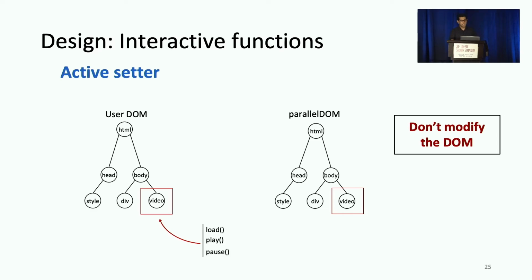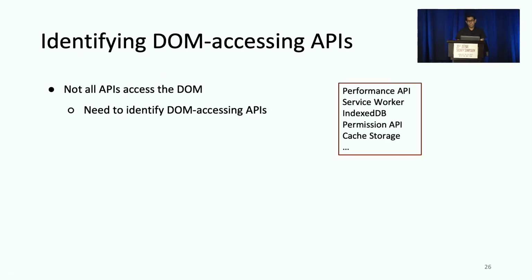And the last category is about the functions that don't return anything or don't change the DOM. For example, we have a play function for video elements. Using this function, we can play a video, but it doesn't change the DOM and it doesn't return anything. For these types of functions, we can just run them on the user DOM. So these are the DOM interacting APIs.